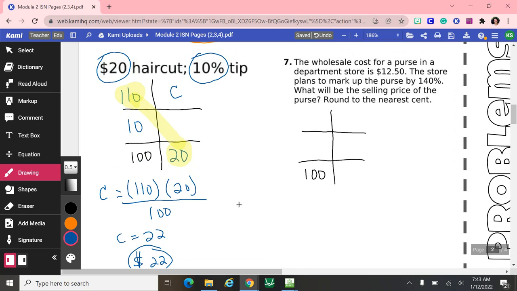And I've represented the annotation, I've represented the math drawing, I have my equation, I found my answer, and I've labeled it. 5 points.